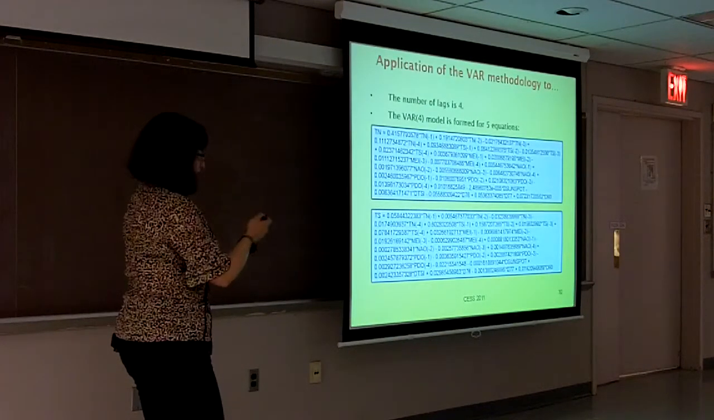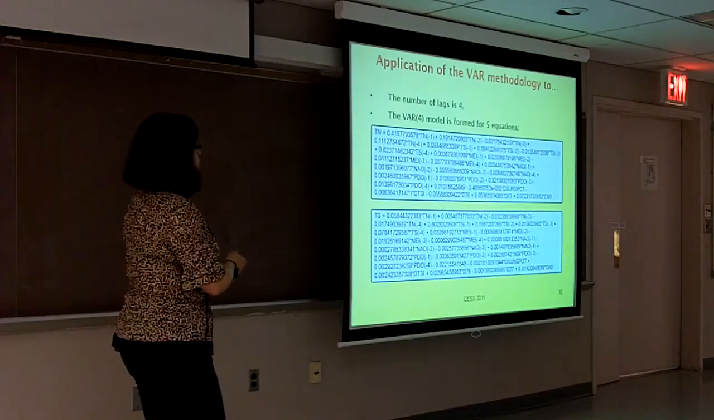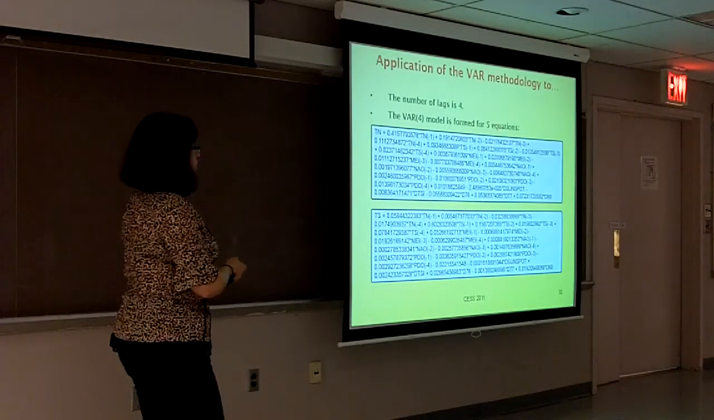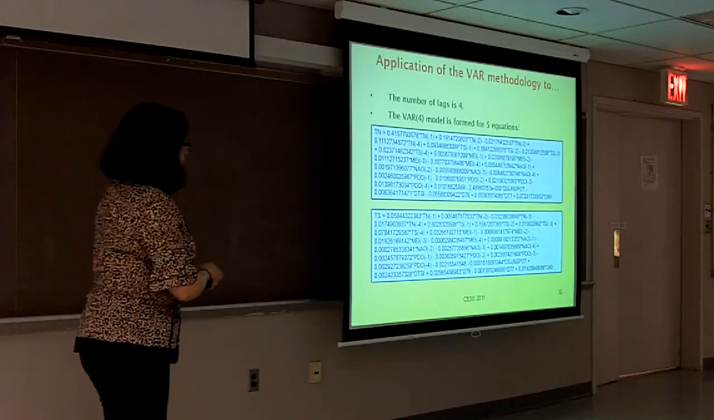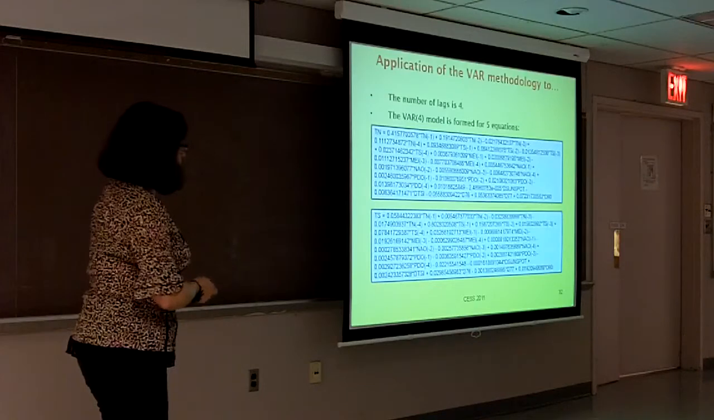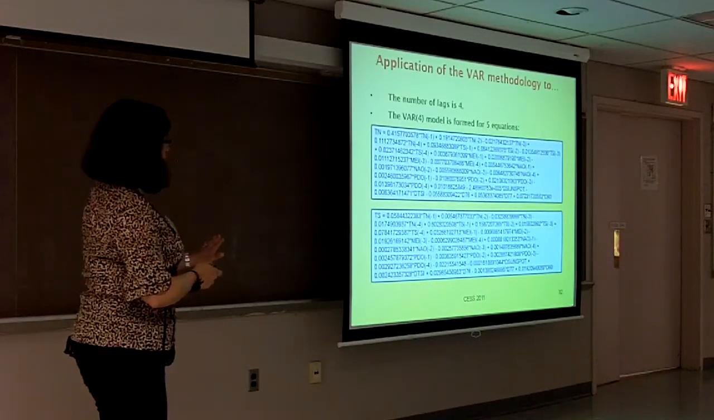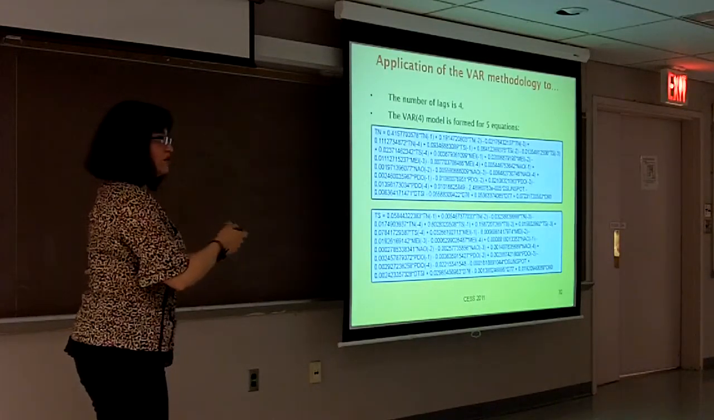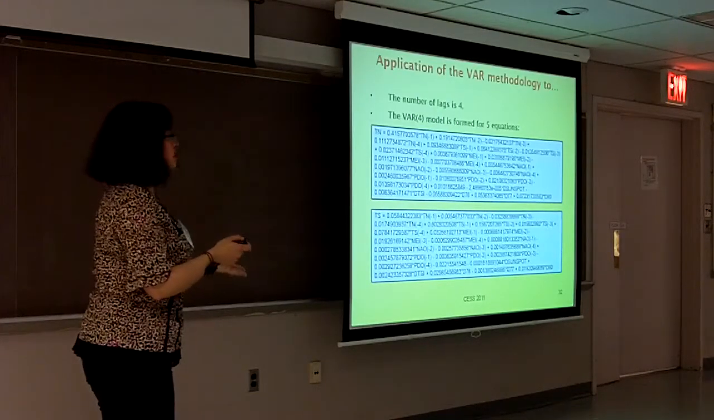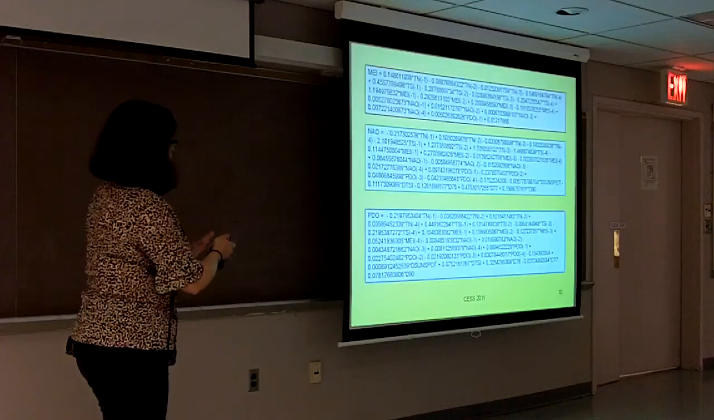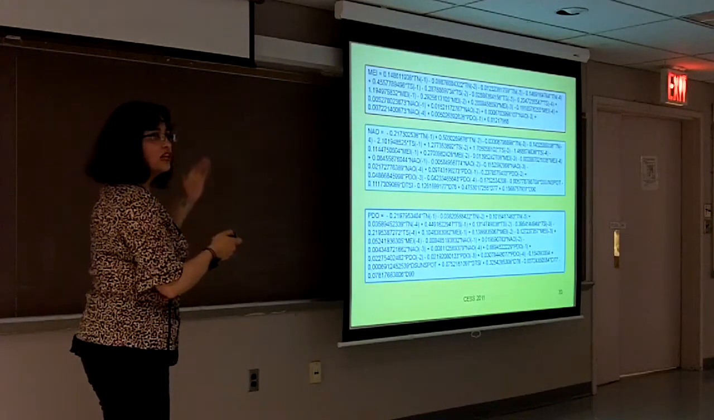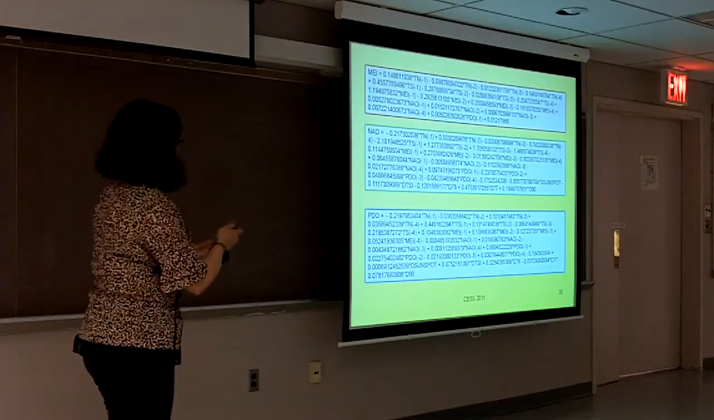The number of lags in this model was chosen to be 4, and obviously the VAR(4) model is formed by 5 equations. They look awful in the sense that you have to compute a lot of parameters, but it's really easy to compute because you only apply ordinary least squares for that. For this model you have 5 equations, and each one describes each parameter.